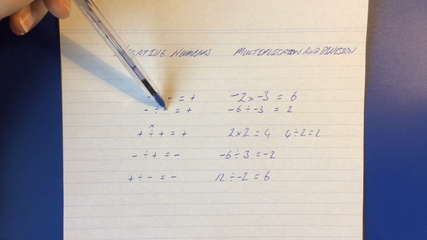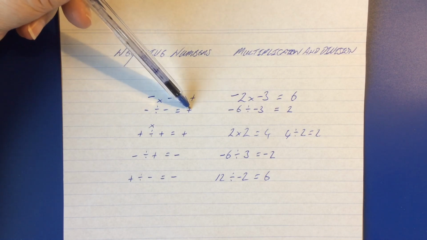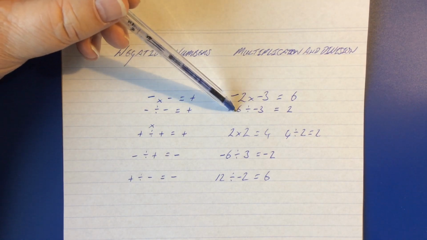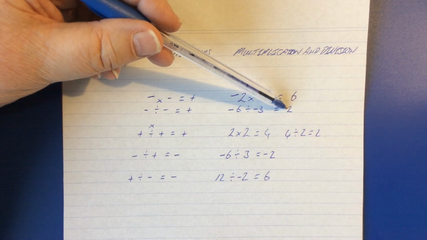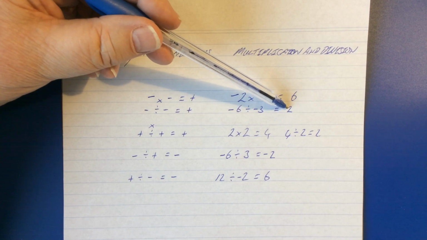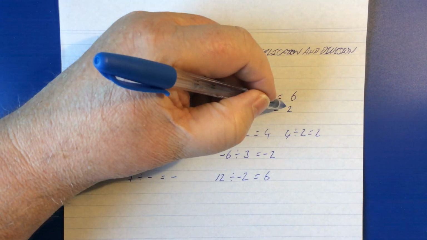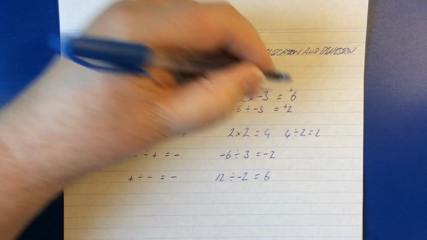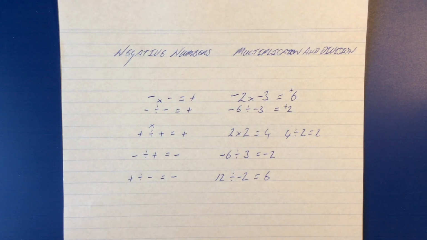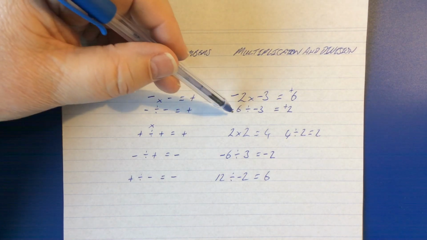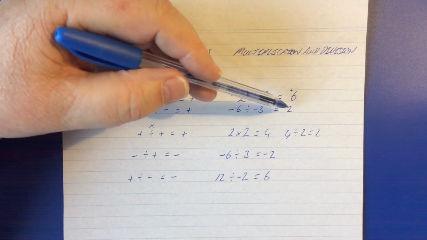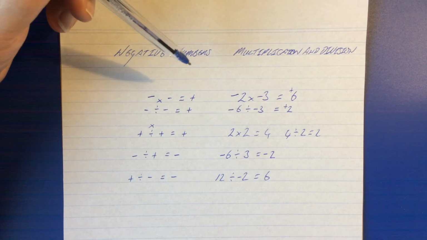A negative divided by a negative will also give us a positive. Negative 6 divided by negative 3 equals positive 2. Okay, let's put the positives in there just so that you can see those. So I'll say that again. A negative divided by a negative equals a positive. Negative 6 divided by negative 3 equals positive 2.